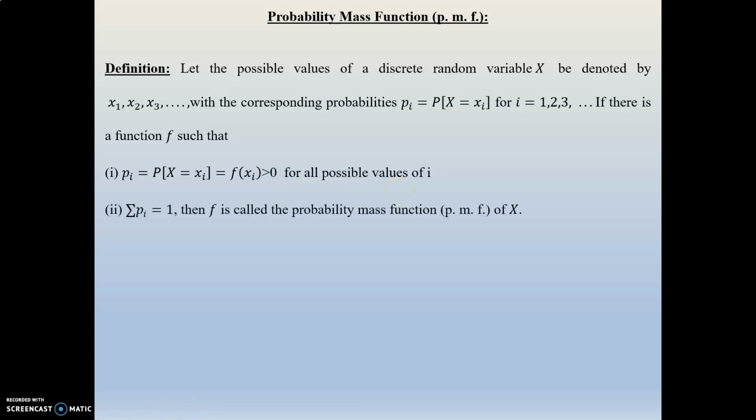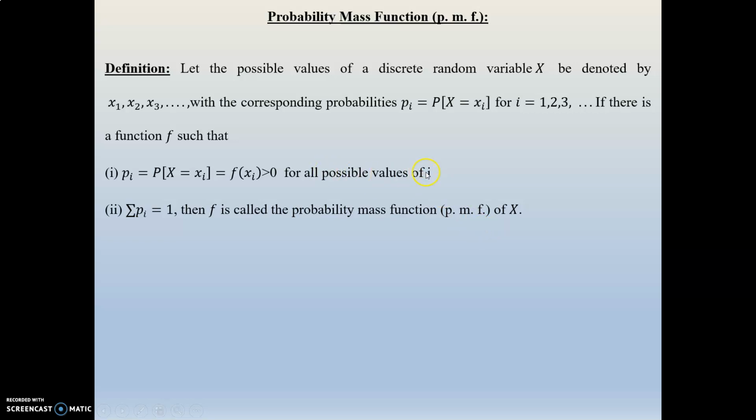That means all the probabilities must be non-negative. The second condition is that the summation of all the probabilities, summation of pi, is equal to 1. It means if you add all the probabilities given in the question, you must get 1. That is the total probability. Then f is called the probability mass function. So whatever function is given in the question, you have to check both these conditions.